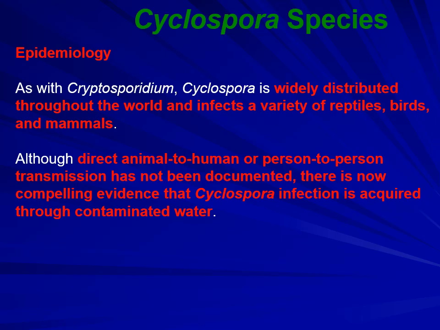Cyclospora species are distributed worldwide, and this parasite can infect a variety of reptiles, birds, and mammals. Although animal-to-human or person-to-person transmission has not yet been documented, there is now compelling evidence that Cyclospora infection is acquired through contaminated water.